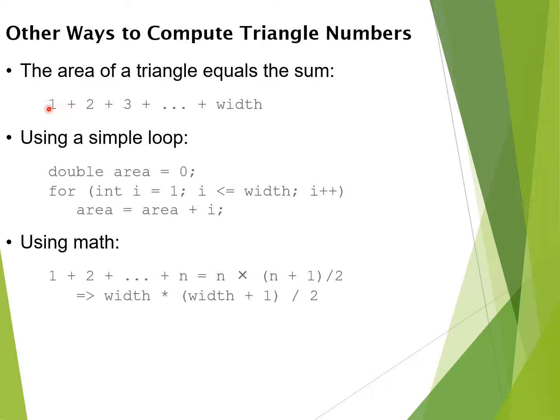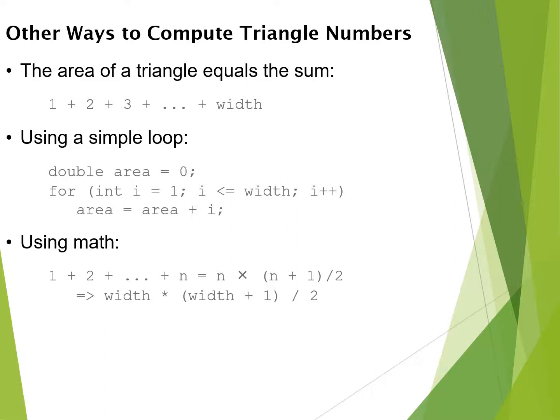This summation can be calculated using a simple loop. You can first initialize a double variable like area equal to 0, and then in a for loop with the counter i, from i equal to 1 to i less than or equal to width, you can simply say area is equal to area plus i. After this for loop finishes executing, you have the area of the whole triangle.